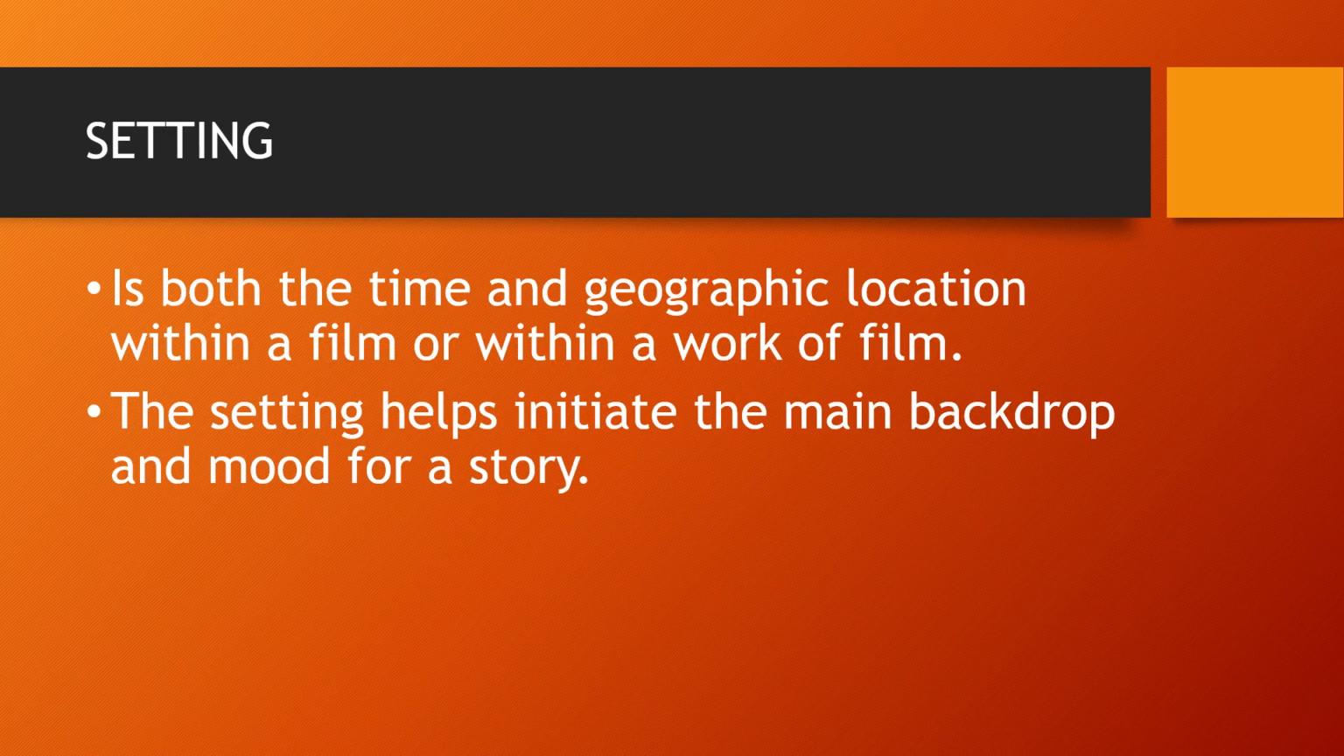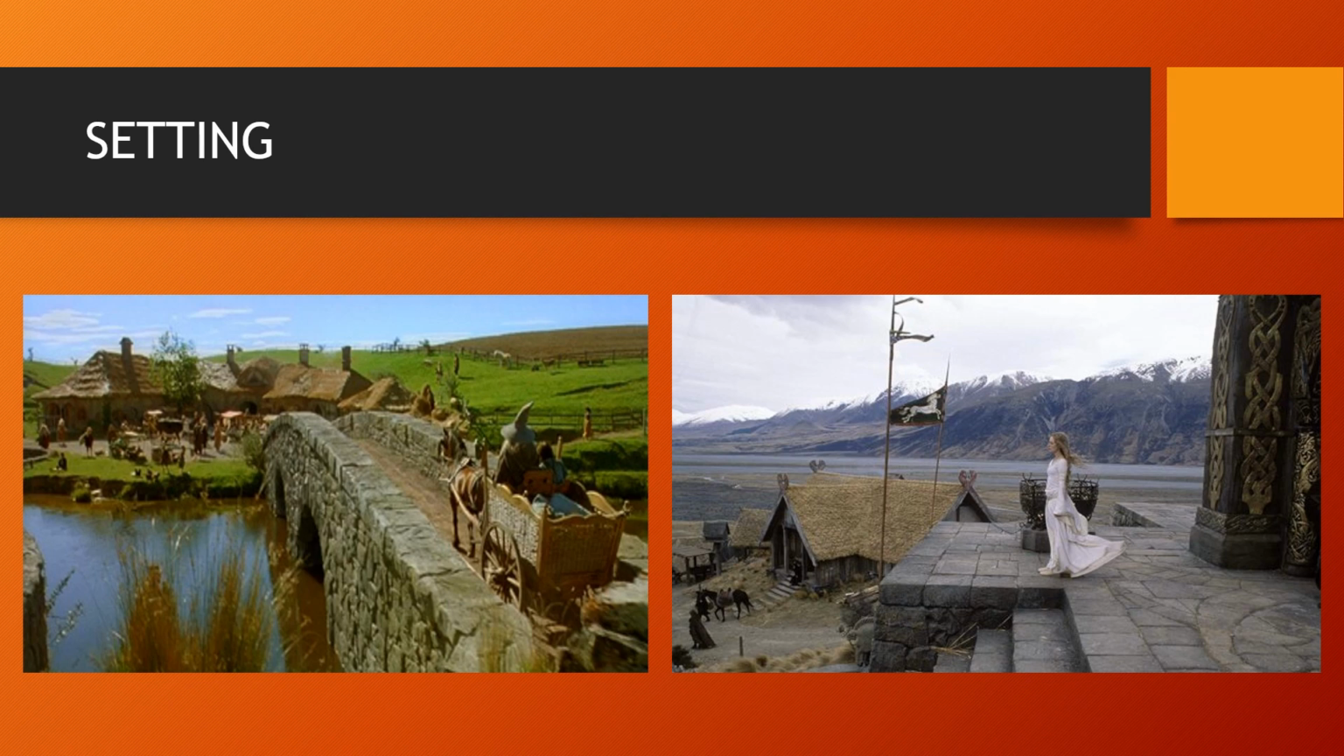Setting is both the time and geographic location within a film or within a work of film. The setting helps initiate the main backdrop and mood of a story. A film setting not only functions as a backdrop for the film or a container for the action taking place, but it goes further to reflect the themes and mood, style, and emotions of a film, as well as indicating the historical or geographic context of the production. A set properly conceived and executed should express the core meaning of the production. In other words, film setting should communicate to the audience, creating dramatic action, causing tension, and as a signifier of meaning. The pictures show the setting of the movie The Lord of the Rings. The movie transformed New Zealand into a magical backdrop.